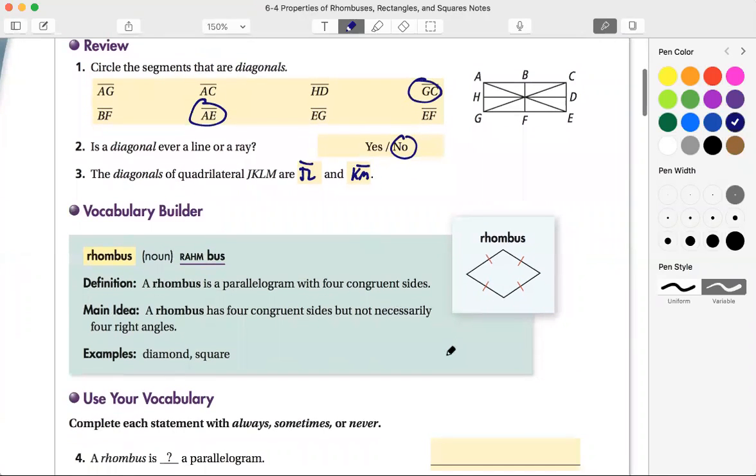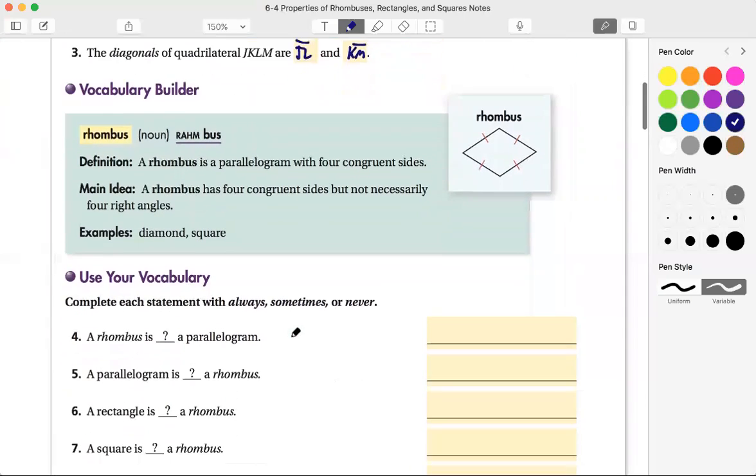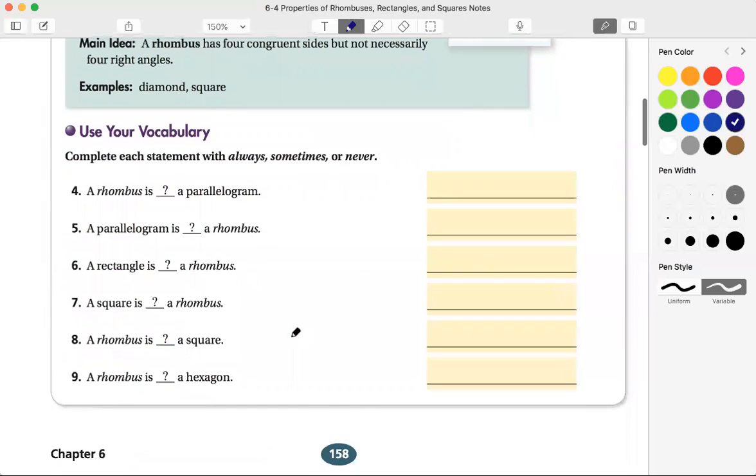A rhombus is a parallelogram with 4 congruent sides. A rhombus has 4 congruent sides, but not necessarily 4 right angles. Some examples of rhombi are diamonds and squares. So a rhombus is always a parallelogram.